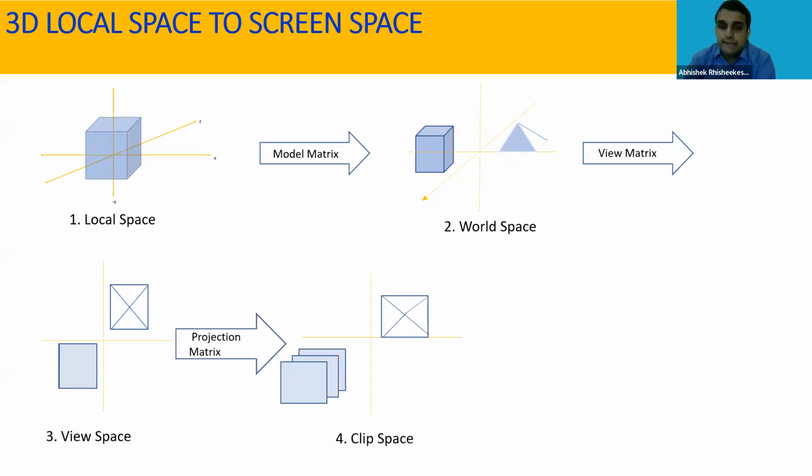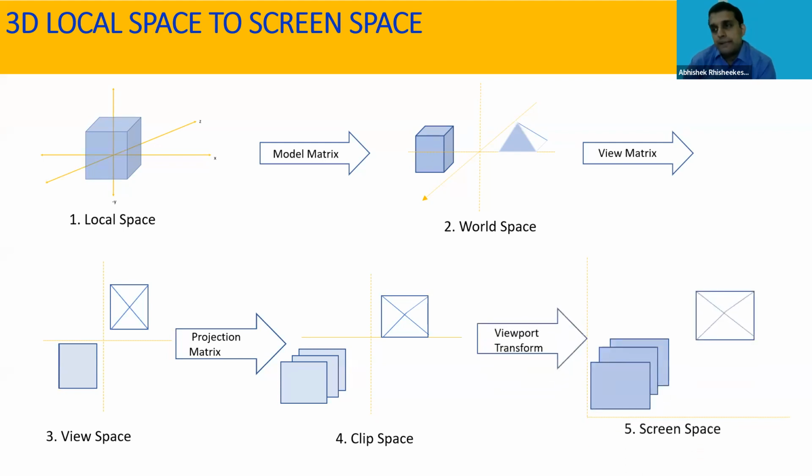And further on, there is clip space, which clips the portion of the objects to be shown on the screen and adds perspective projection. Finally, there is screen space, which maps normalized clip space coordinates to a pixel on the screen. For example, a 800 cross 600 screen.